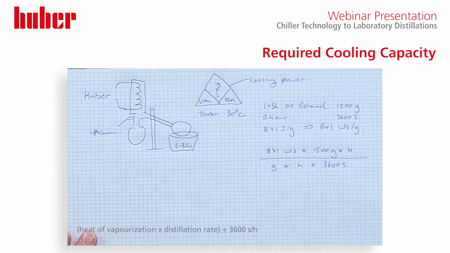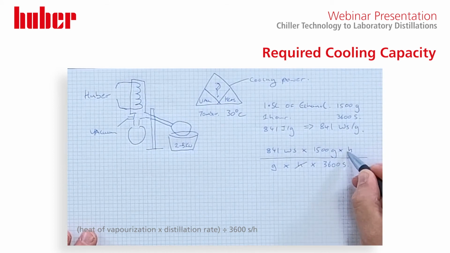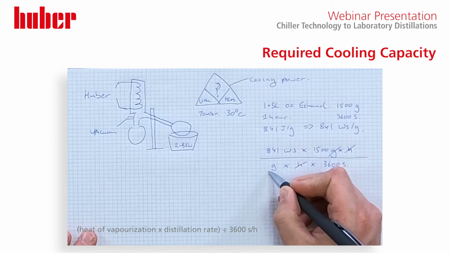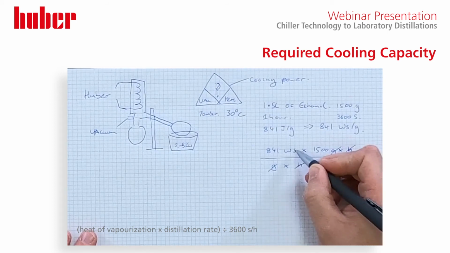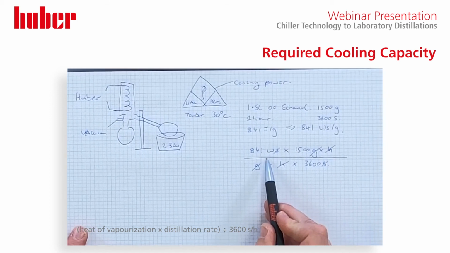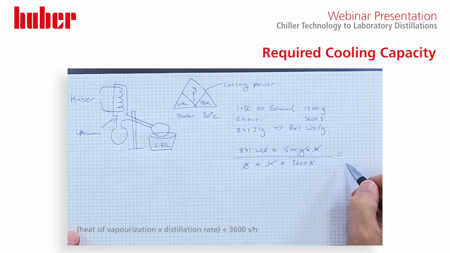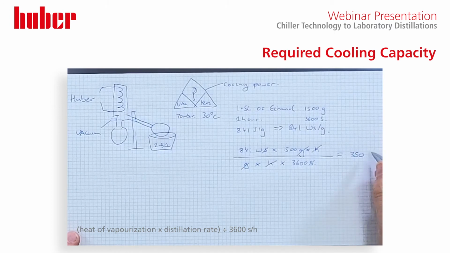So what we can do now is we can knock out some variables. We've got hours cross hours, grams with grams, watt seconds with seconds. As you can see, we're now left with watts in our equation, which would be the cooling power. So in this case here, we're left with, to distill 1.5 litres of ethanol in 1 hour, we'd roughly require 350 watts of cooling power.